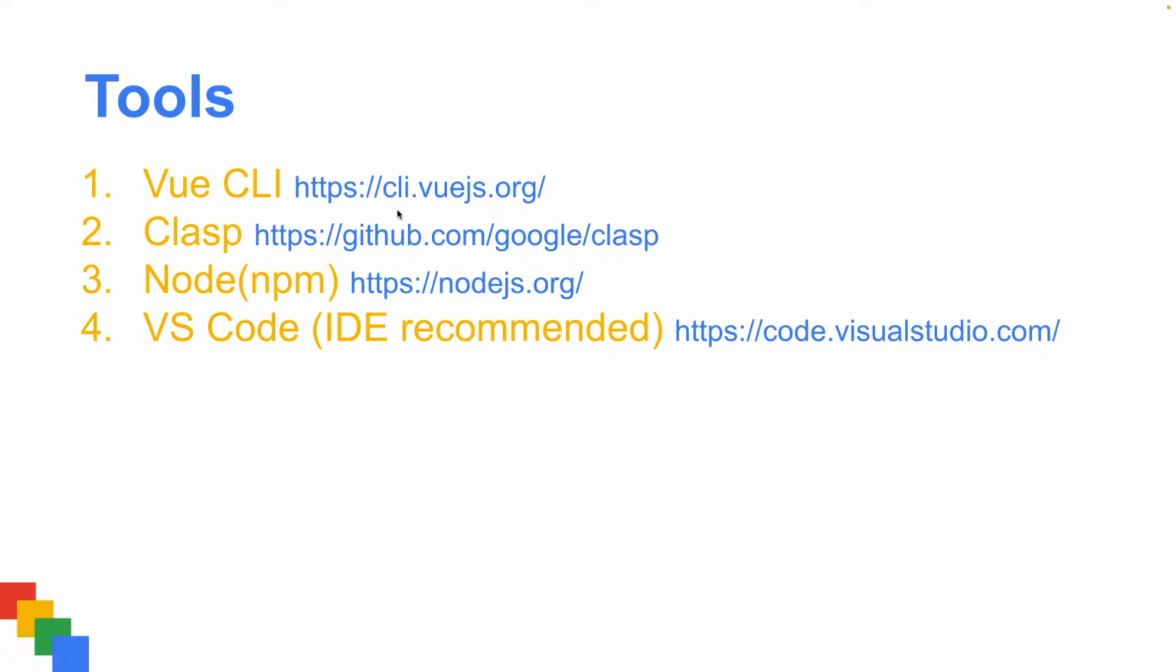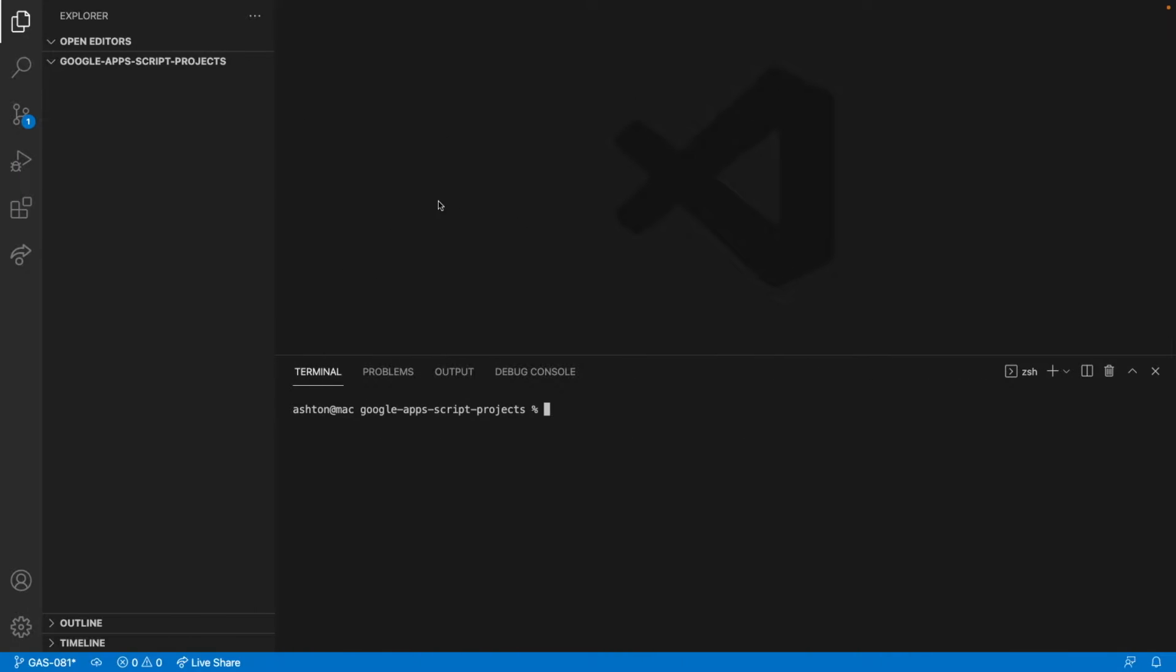I already have some links here. Make sure all of these tools are installed on your computer. If you have all of these tools installed, we can start to build our project. Here I'm in VS Code. You need to open your project folder. Here I already have a project folder, which is my Google Apps Script project.